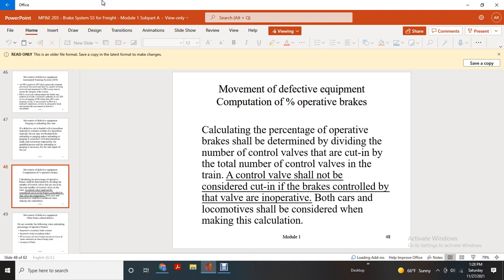Movement of defective equipment: computation with the operative brakes. The calculation of the percentage of operative brakes shall be determined by dividing by the number of control valves. The total number of control valves in the train with the cut-in brake shall not be considered. For the control valve with inoperative brakes, both the car and locomotive shall be considered in making the calculation.